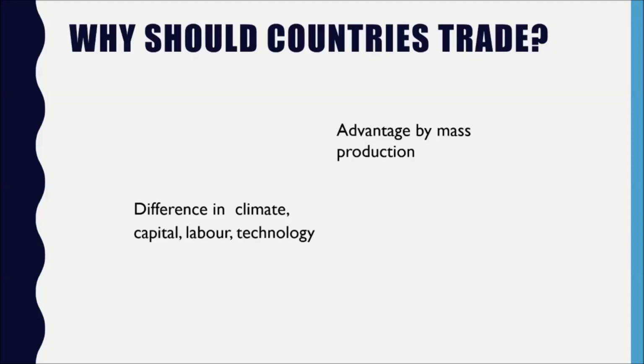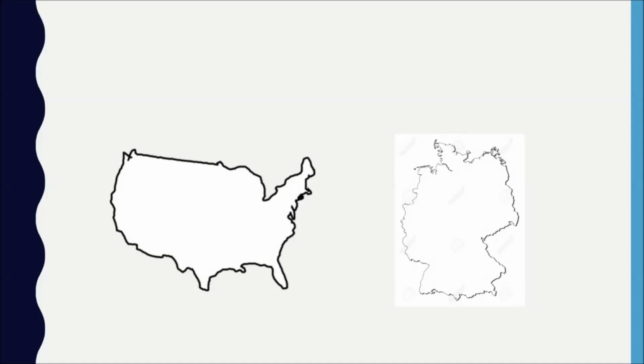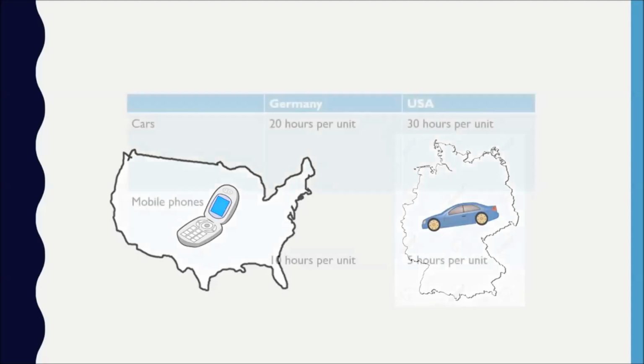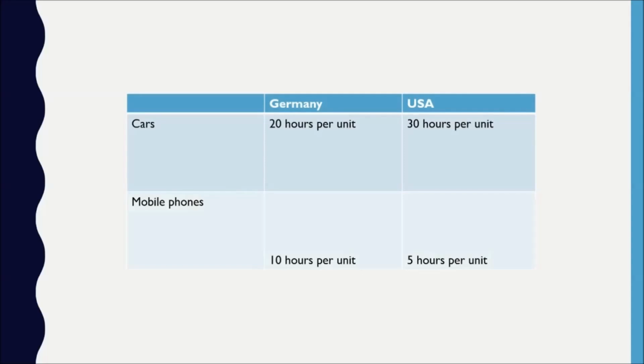It will be easier to understand if we take a look at an example. Let's take two countries which are specialized on specific goods. Our first country is Germany, which produces cars, and the other country is the USA, which produces mobile phones. We assume that Germany needs 20 hours to produce 1 unit of cars and 10 hours per unit of mobile phones. The USA, on the other hand, needs 30 hours to produce 1 unit of cars and 5 hours to produce 1 unit of mobile phones.